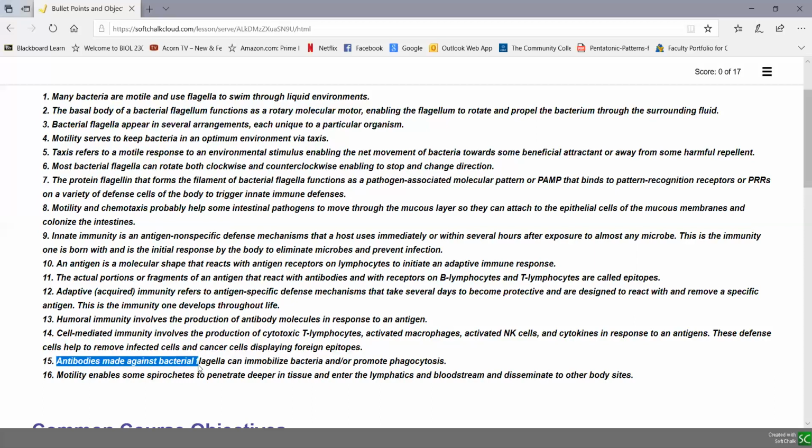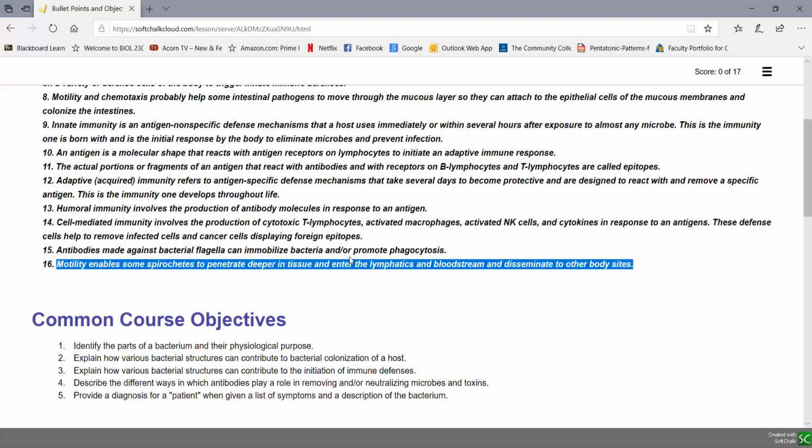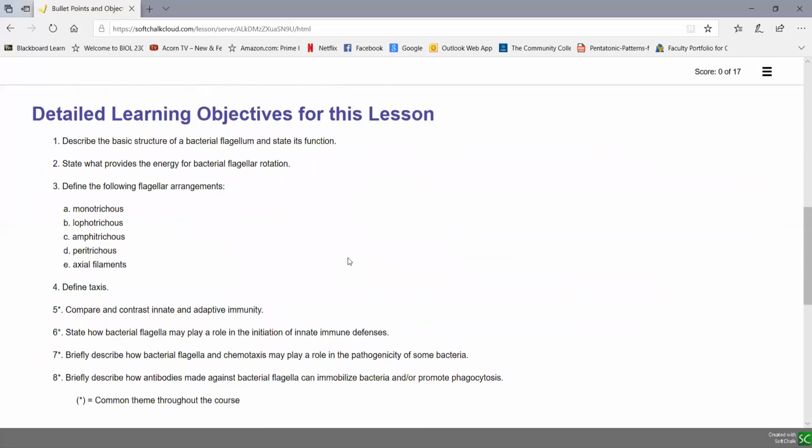Antibodies made against bacterial flagella can immobilize bacteria and or promote phagocytosis through opsonization. And finally, motility enables some spirochetes to penetrate deeper in tissue and enter the lymphatics and bloodstream, where they can then disseminate to other body sites. So those are our bullet points, and now let's look at our detailed learning objectives for this SoftChalk lesson.